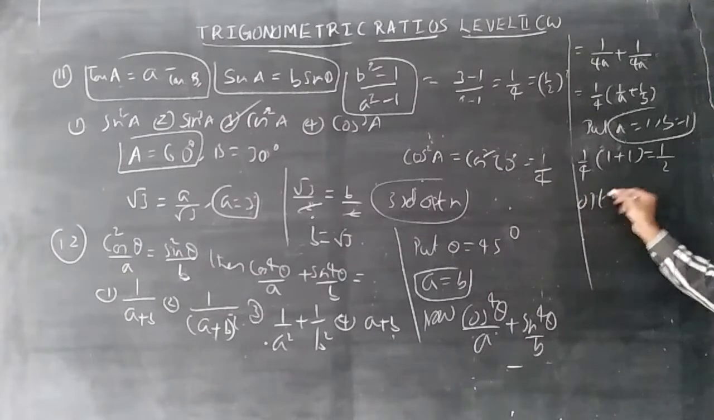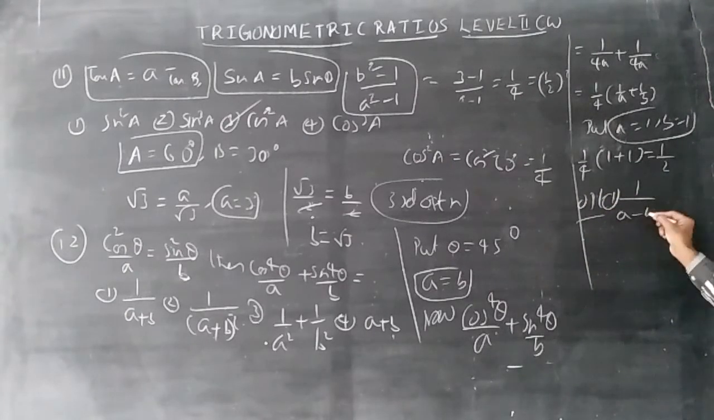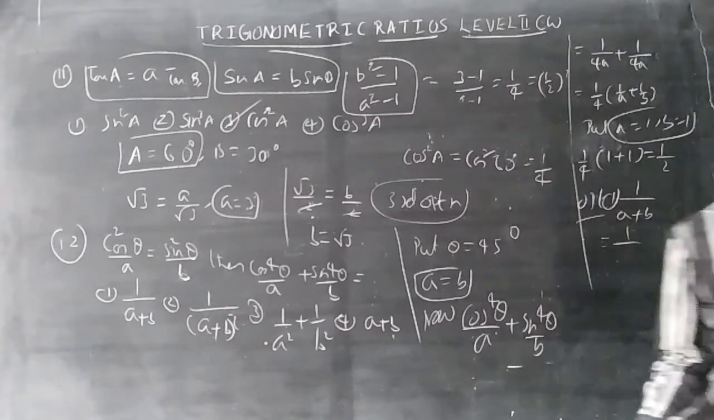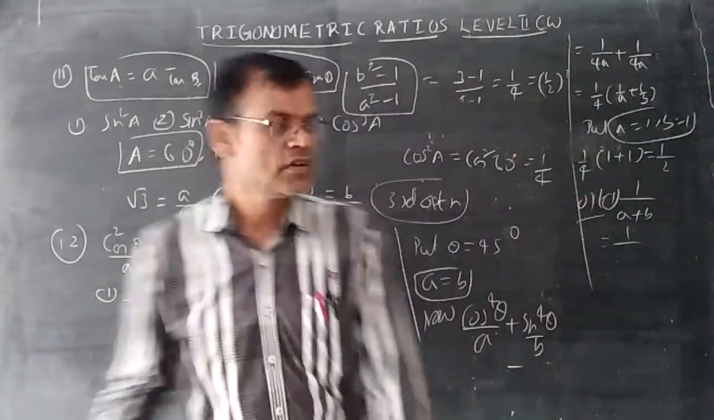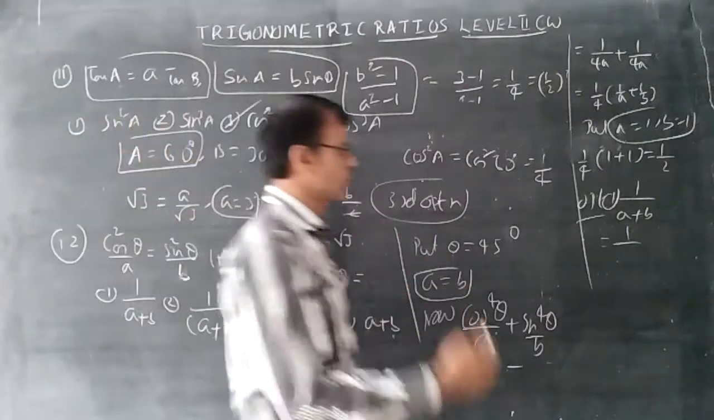Now option 1, you see. Option 1, how much is given? 1 by a plus b. What value of a are you thinking? 1. Why did you write 1, sir? Whenever theta equals 45, sin value equals cos value, that is why you can take equal values. Not only 1, 1, 2, 2, 3, 3, 4, 4, 5, 5, any number you can handle.